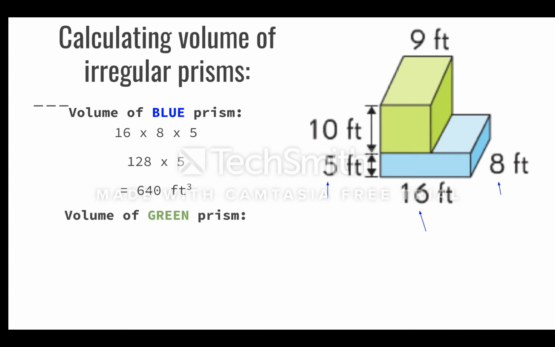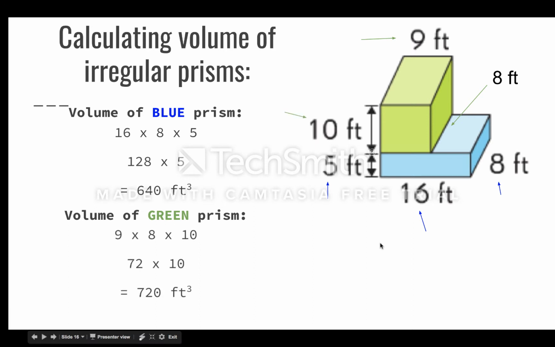If we look at the green prism, we actually only have two dimensions that we can see right now. We have 10 and we have 9. But if you look carefully, you should notice that the 8 feet here for the width is also the same as the 8 feet here. They share the same width. So we do know the width, and we're going to say that the width is 8 feet. So we're going to get 9 times 8 times 10. And 9 times 8 is 72, and then 72 times 10 is 720 feet cubed.